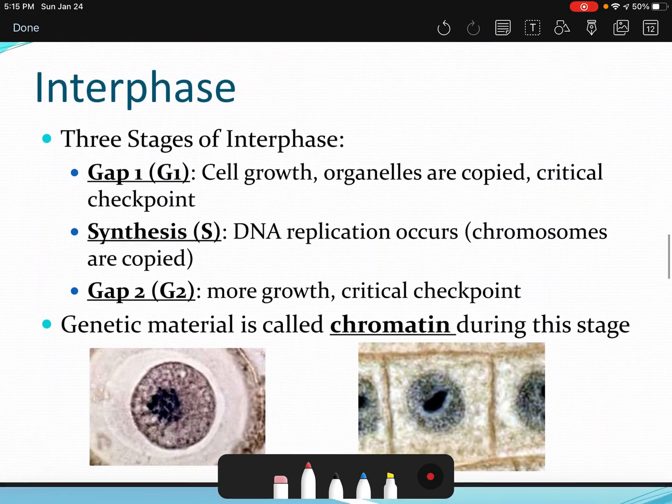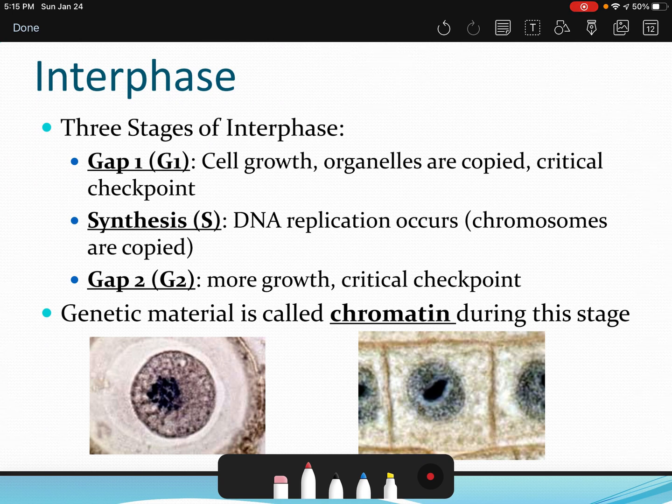So let's start first back with interphase. There are 3 stages of interphase. The first one is called gap 1 or G1. That's where there's a lot of growth. So sometimes if you just think of the G standing for growth, that really tells you what happens during those gap phases. This is where all your different organelles get copied. There are some different checkpoints. This is where the cell's going to decide if it's going to continue on with cell division, or maybe it's going to go into another phase where it just kind of remains dormant for a while.